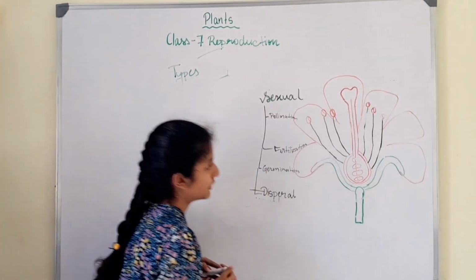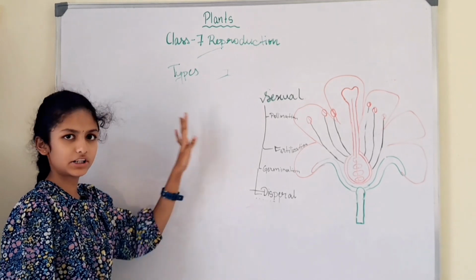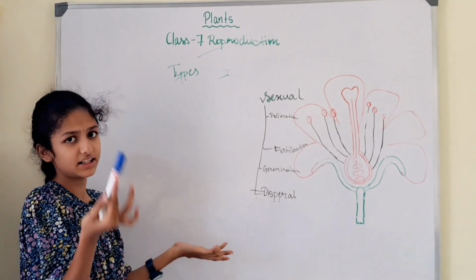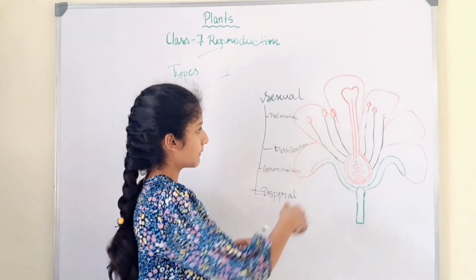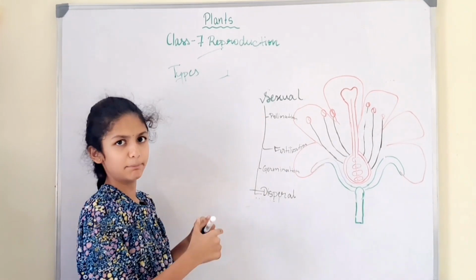In sexual reproduction, a flower is the main place where this type of reproduction occurs. It requires two parents. What are these parents? A male one and a female one. Here, this is a leaf. This is a flower. We label the parts.